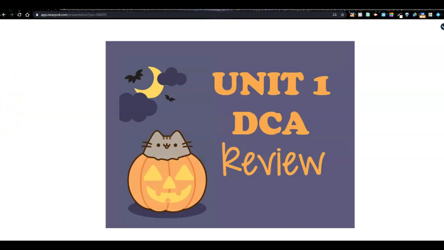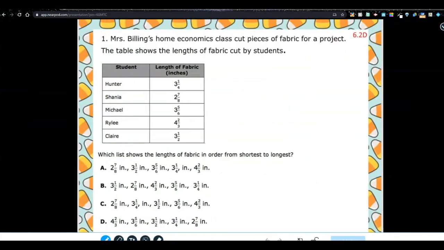Remember, you're doing the work that I'm doing. Maybe not necessarily everything, but I will tell you if you don't need to write something, okay? So we're going to start with this first one. Mrs. Billings' home economics class cut pieces of fabric for a project. The table shows the lengths of fabric cut by students.